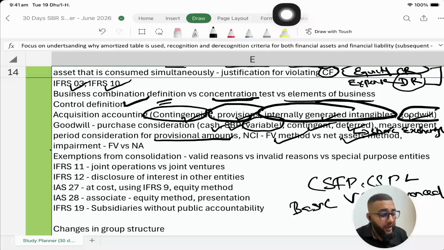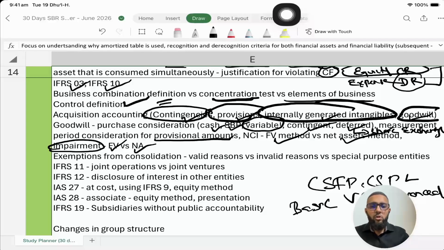Then impairment: how goodwill impairment is affected when the NCI is measured using the full goodwill method, the fair value method, or when it's using the net assets method. So that's not the full goodwill method. How is the impairment going to be allocated? Is it going to be allocated to NCI in both ways? No. If it's calculated using the full goodwill method, yes. But net assets, no. Why not? What component is required then? Just know that.